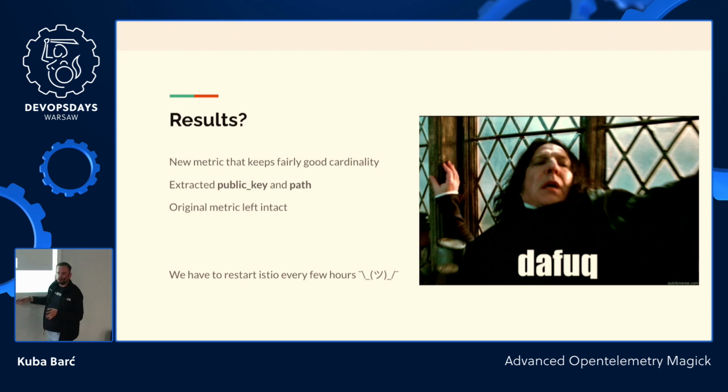As the result, I know it was a lot, but we had a metric that had a very manageable cardinality. I could have pretty much one dimension per unique public key, which wasn't really that big, reaching like 1,000 separate metrics. I extracted exactly the data that I wanted, and I could start plotting graphs using that. And the original metric was left intact. The only thing that we had to do is restart Istio every couple of hours, which was fine.